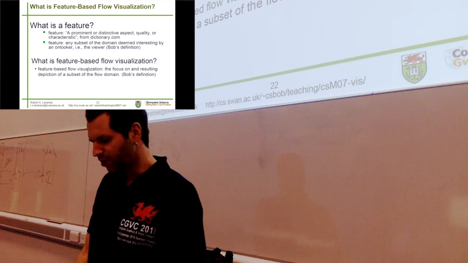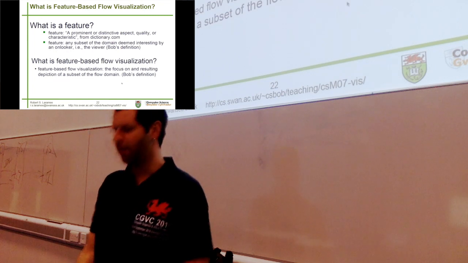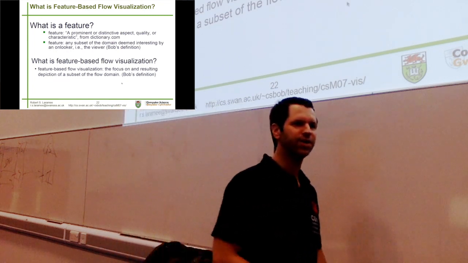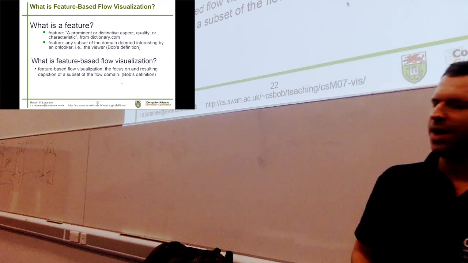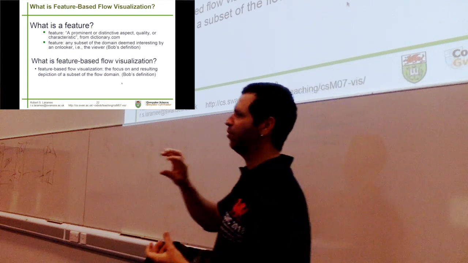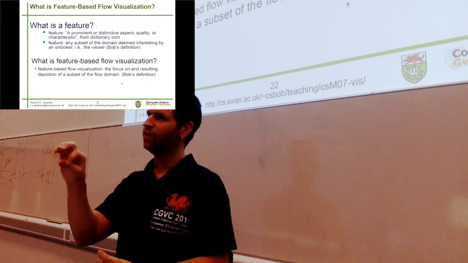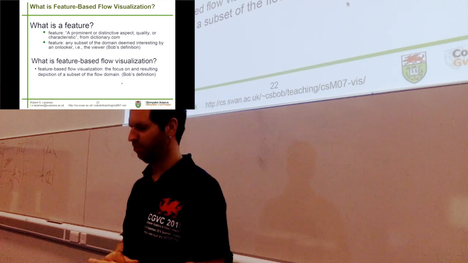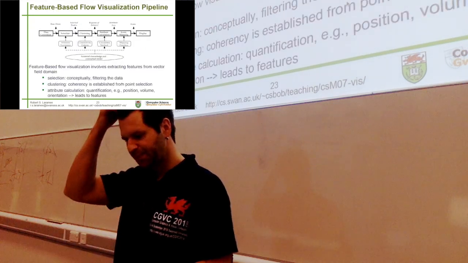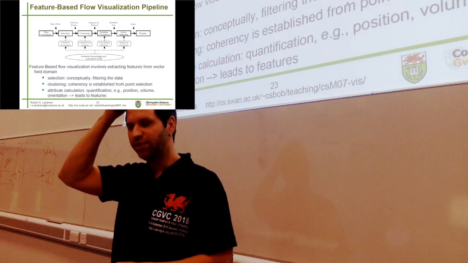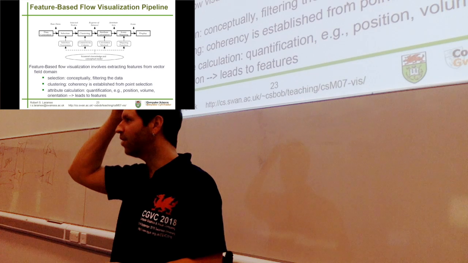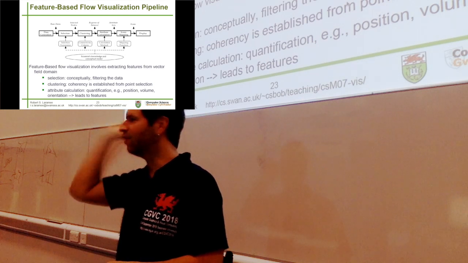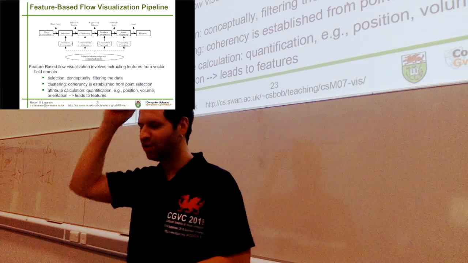So feature-based flow visualization is the focus on, and resulting depiction of, a subset of the flow domain. That's really what it is. An example would be: show me all the vortices, or show me all the areas of circular flow. And guess what? There's a feature-based flow visualization pipeline. I know you guys love pipelines. I love pipelines.